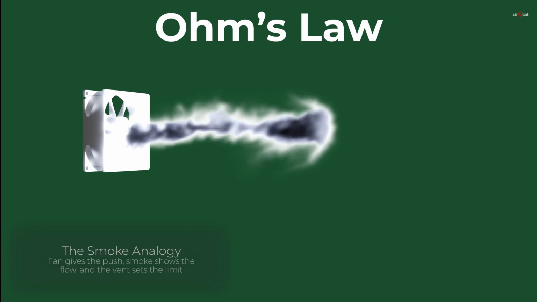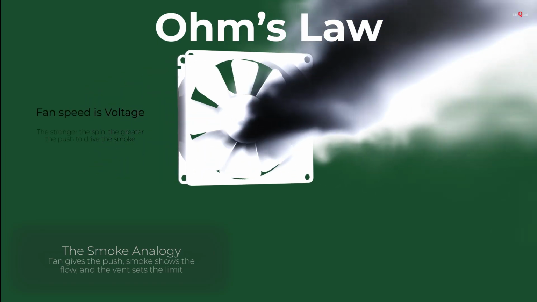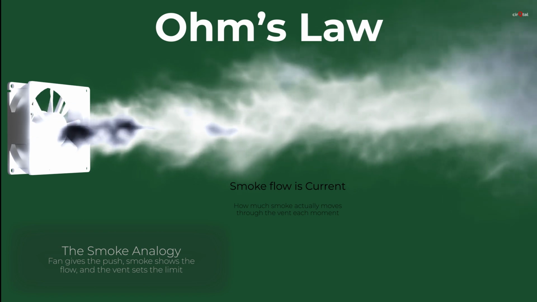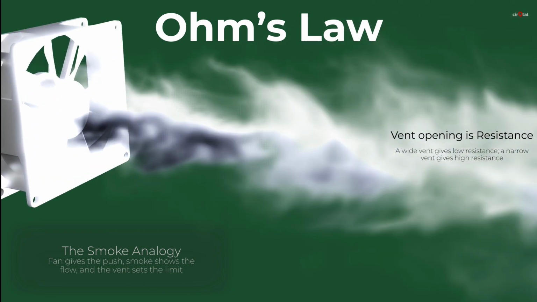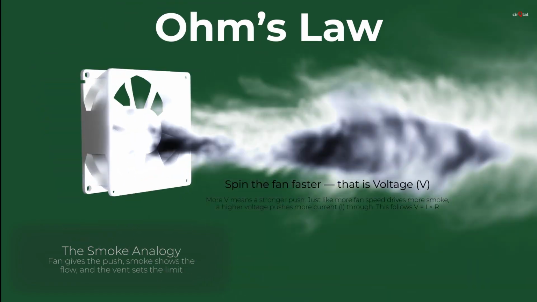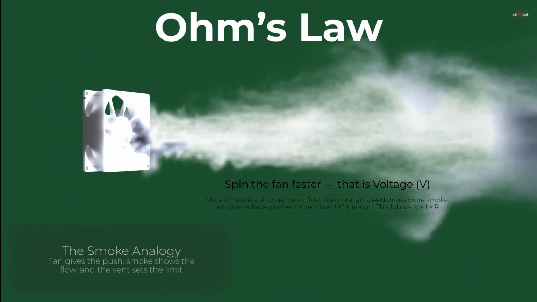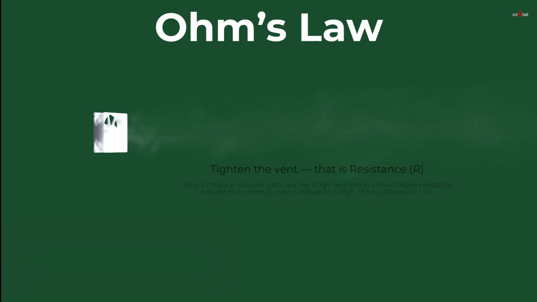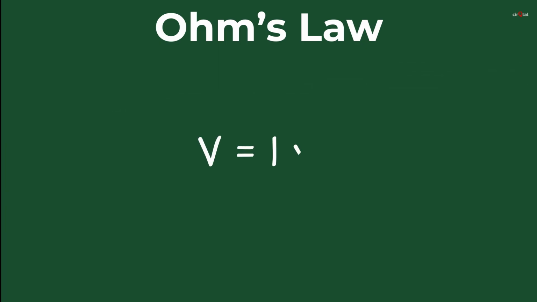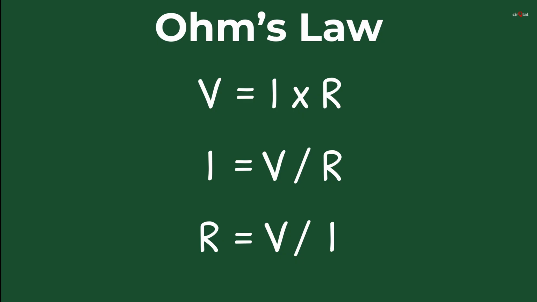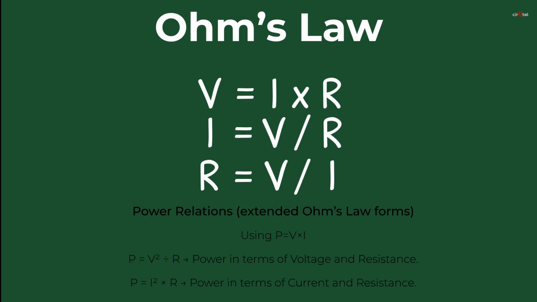Think of it like a fan blowing smoke through a vent. Voltage is how fast the fan spins, how hard it pushes the air. Current is the amount of smoke that actually passes through. And the resistance is the vent, wide and open or narrow and blocked. Spin the fan faster and more smoke flows. Make the vent thinner and the flow slows down. This one simple formula helps engineers predict what will happen in any circuit. If you know any 2, voltage, current or resistance, you can always find the third.